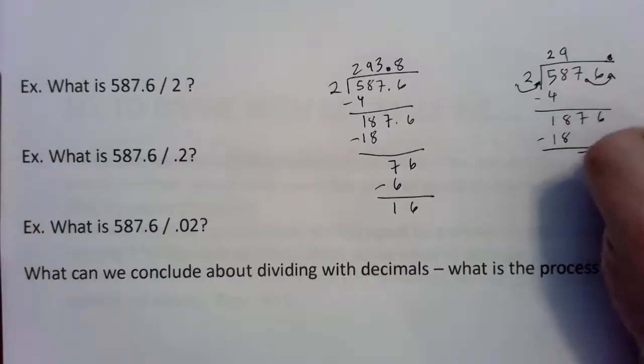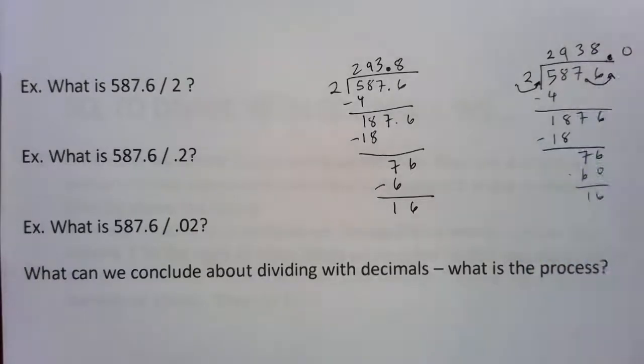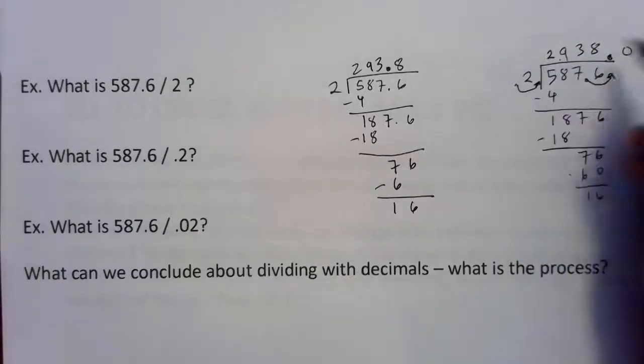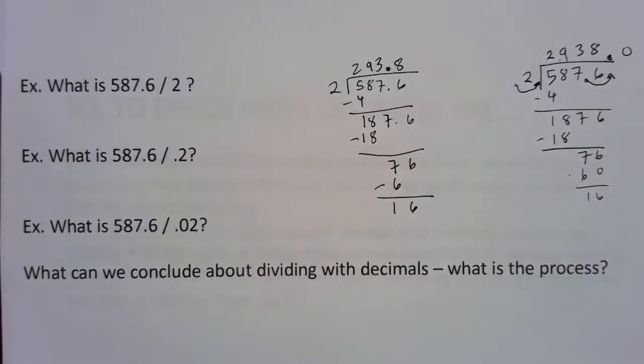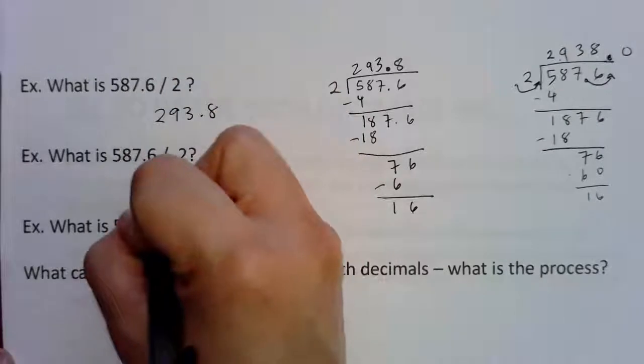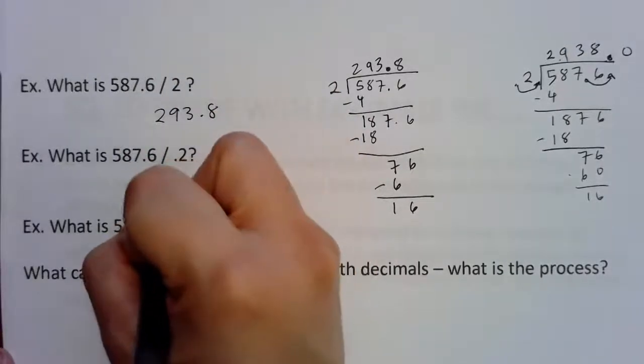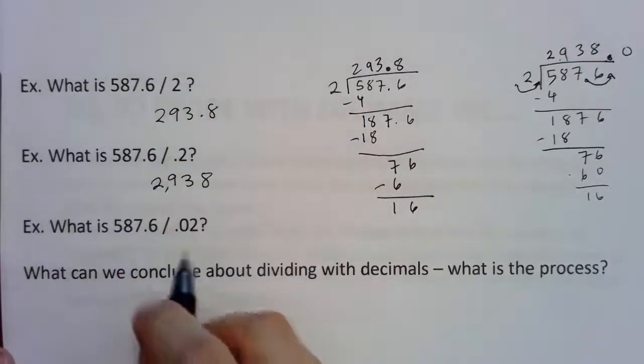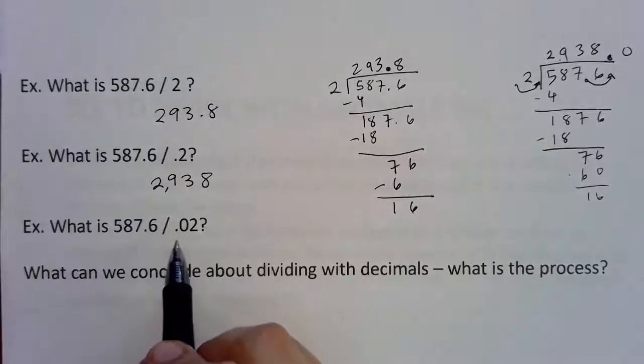So this would be 3, 6, then that would be 16, and then this would be 8. So this would just be 2,938. So this one is 293.8. What about if we divide it by 0.02?